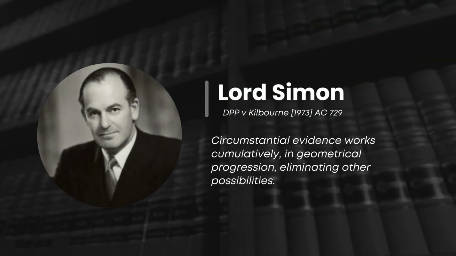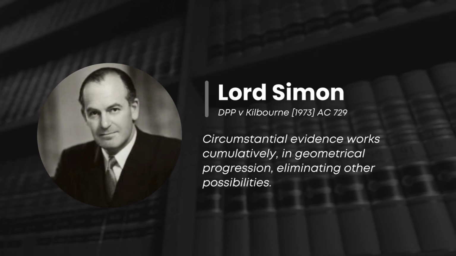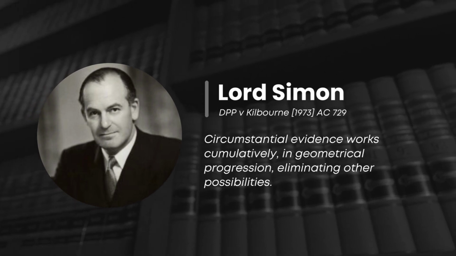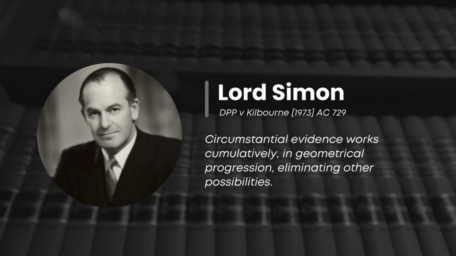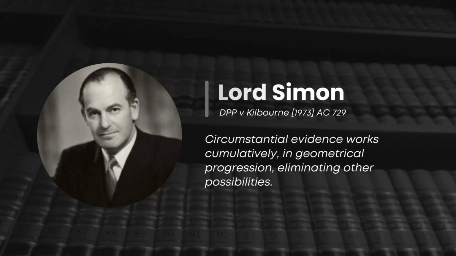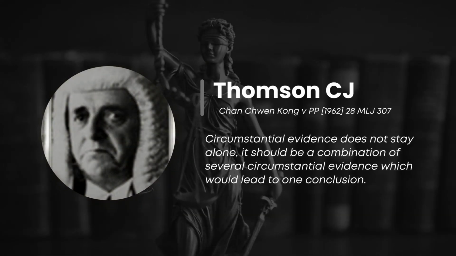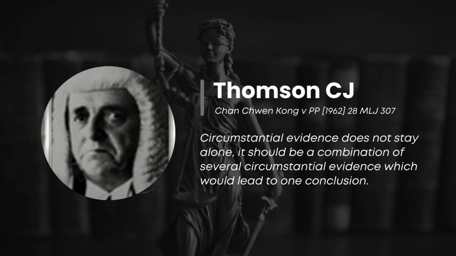The principle of circumstantial evidence is also acceptable under common law, which can be seen through English cases. For example, Lord Simon was of the view that circumstantial evidence works cumulatively in geometrical progression, eliminating other possibilities, while Thomson CJ viewed that circumstantial evidence does not stay alone. It should be a combination of several circumstantial evidence which would lead to one conclusion.